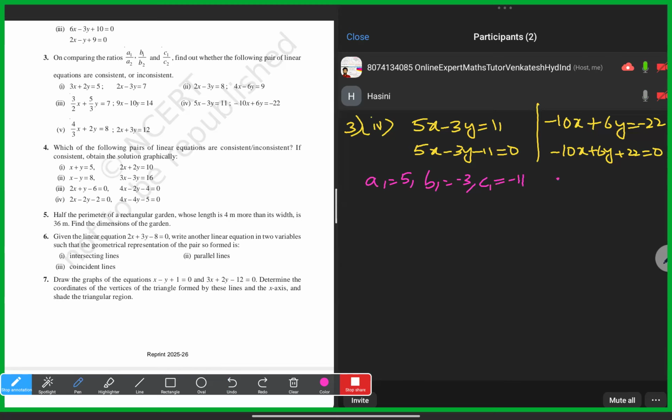A2 is minus 10, B2 is 6, and C2 is 20. Some teachers will first multiply this equation overall with minus 1 on both sides. Still the equation is the same; they want to make the first x coefficient positive, like that they do. But both will give the same answer finally. If you multiply overall with minus 1, you will get 10x minus 6y minus 20 is equal to 0.